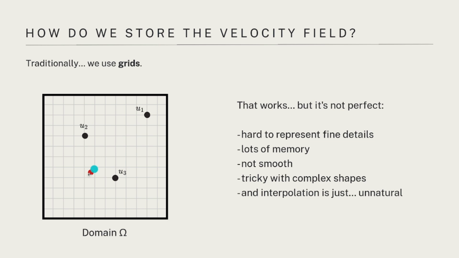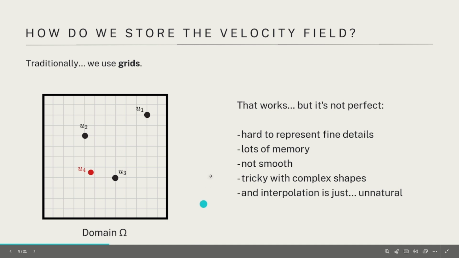Basically, for example, if we have a point that doesn't belong on the grid but is in the middle, like this red point right here, we have to apply some interpolation, which is basically approximate values, but we're losing very important information over there.